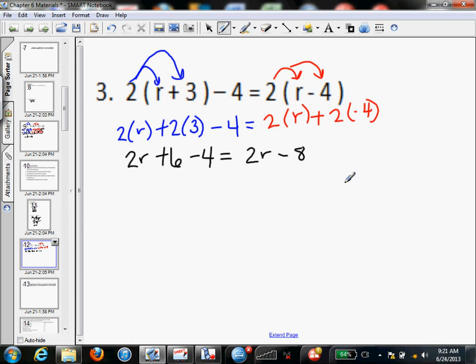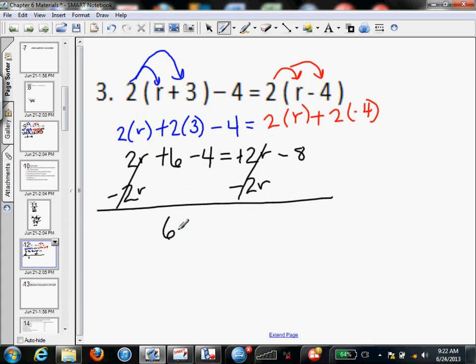Okay, so let's work by getting the variables alone. Let's bring all the r's to the left side of the equation. So let's subtract 2r on both sides, because if you notice, right here it's just a positive, so the opposite is negative. And what's going to happen? It's just going to go to 0, and this will go to 0, so it leaves you with 6 minus 4 equals a negative 8, because 2r minus 2r gives you 0 on both sides of the equation.